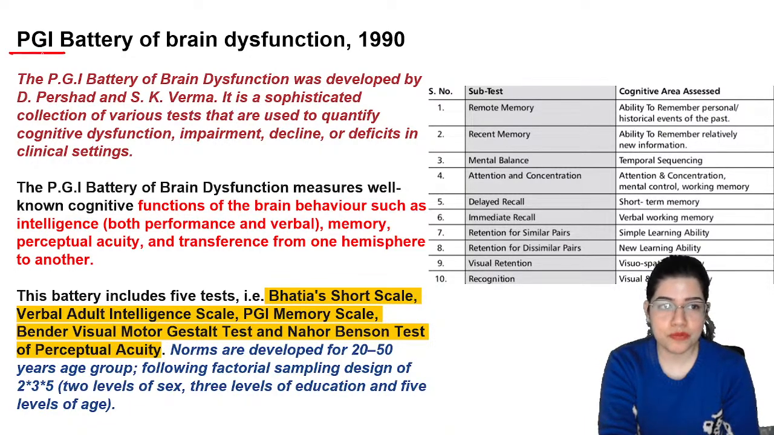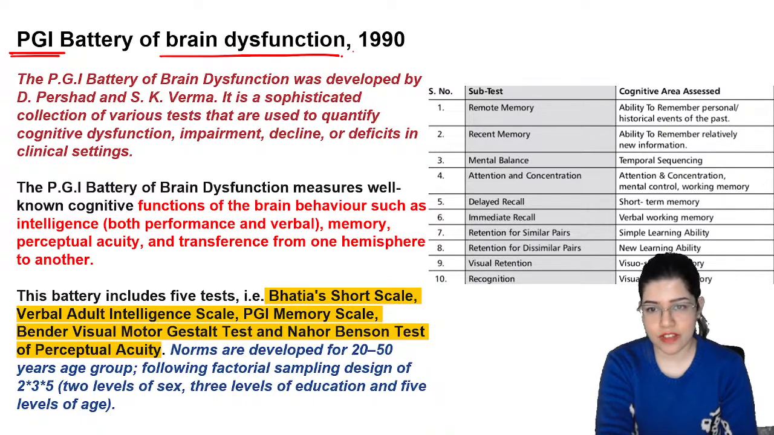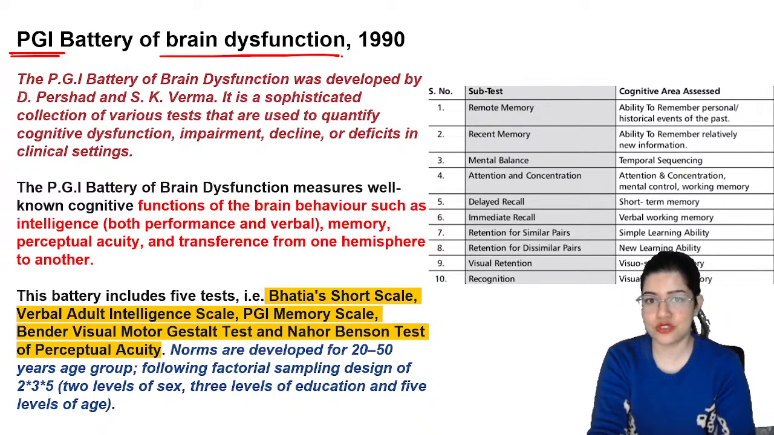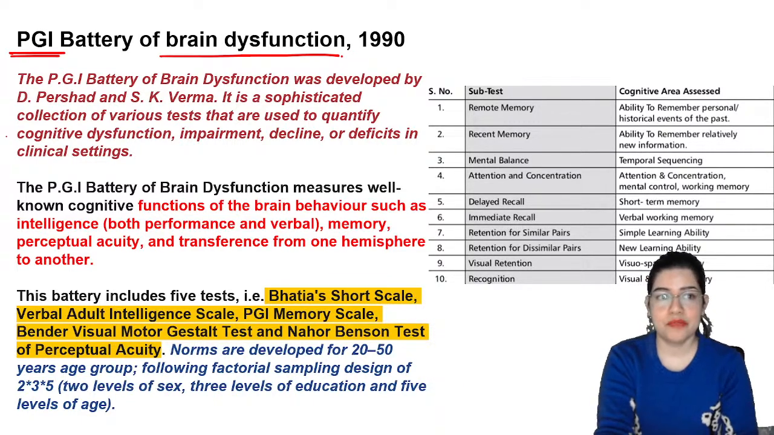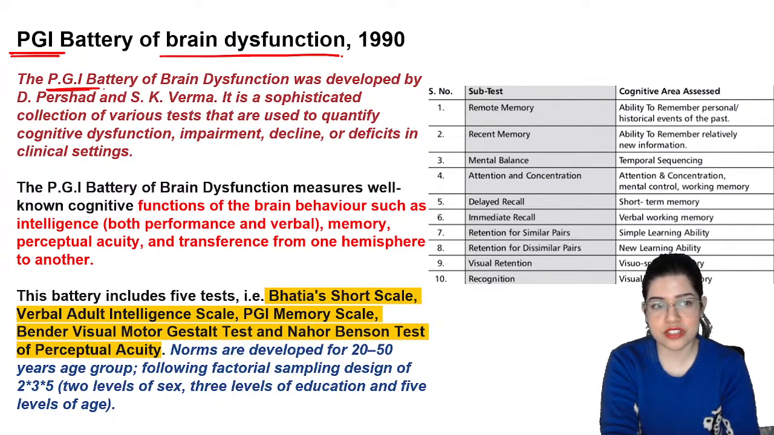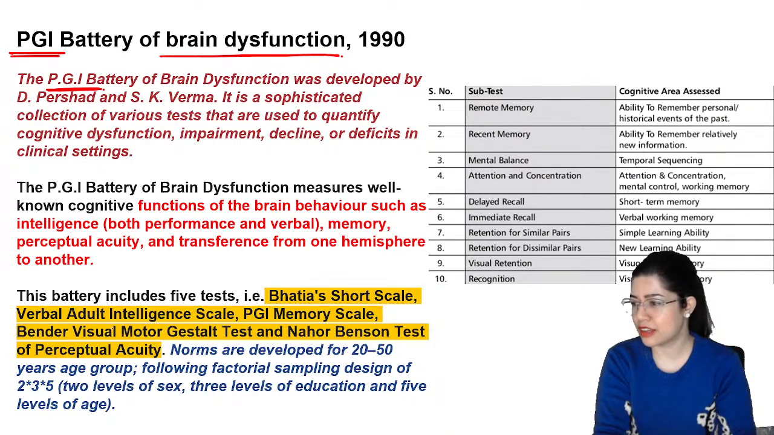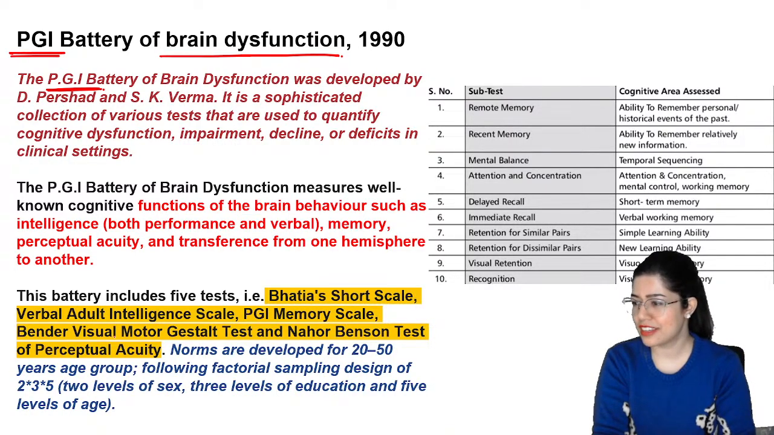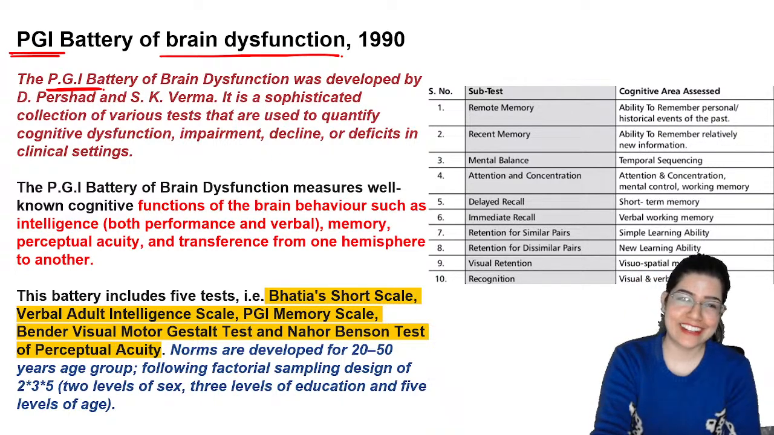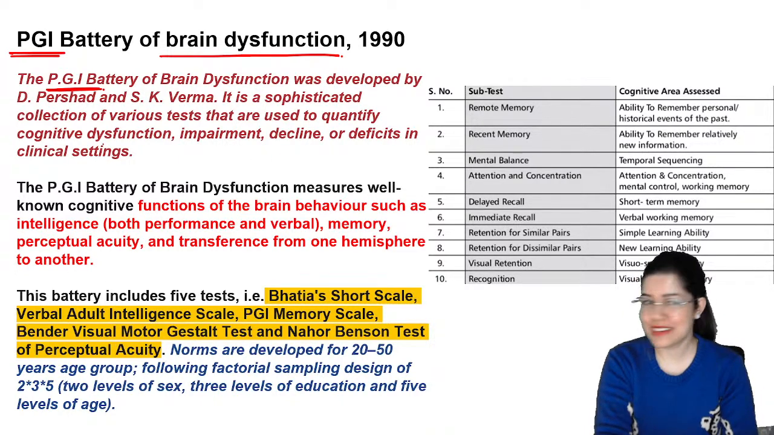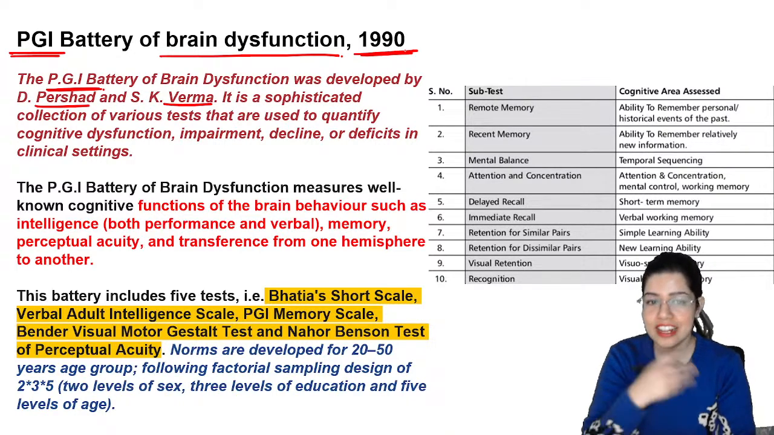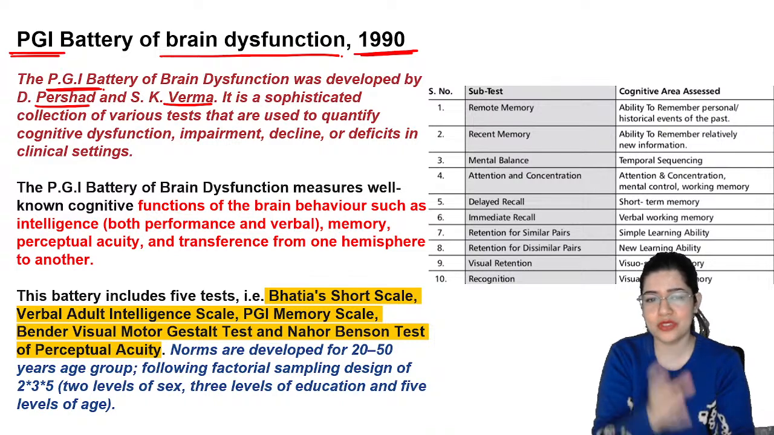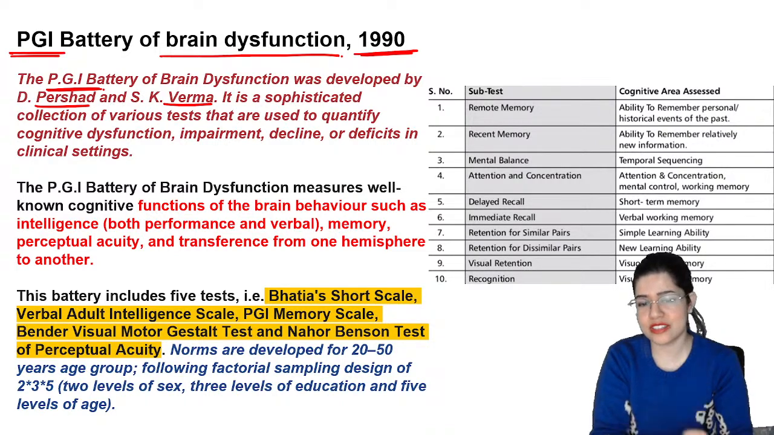Now we talk about PGI battery of brain dysfunction, which was one of the first tests to be developed in India. PGI because Postgraduate Institute of Chandigarh, है ना? Chandigarh only. Chandigarh? Yeah. Now this was created by Prasad N. Verma in 1990. This actually is again test battery है, तो can I say इसमें काफी छोटे छोटे टेस्ट होंगे?